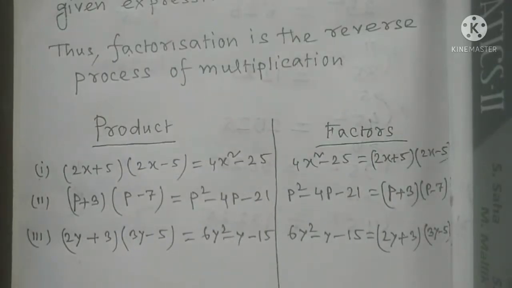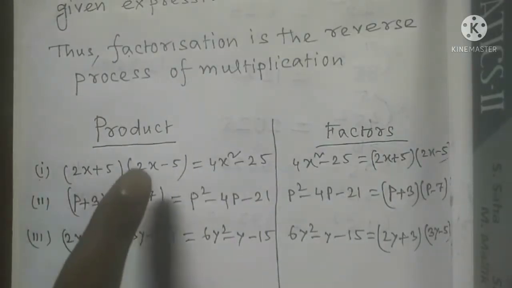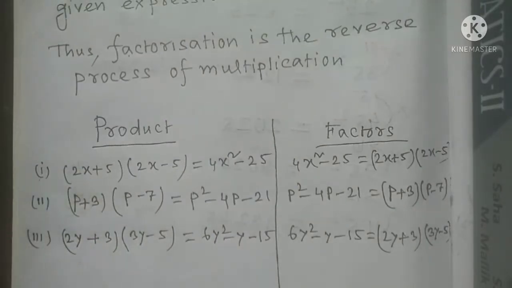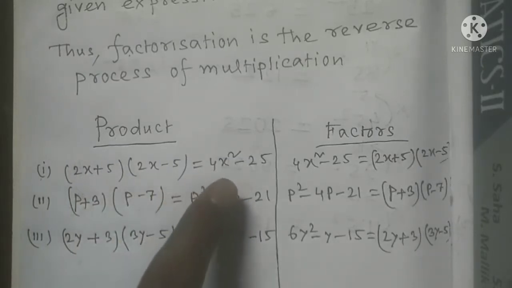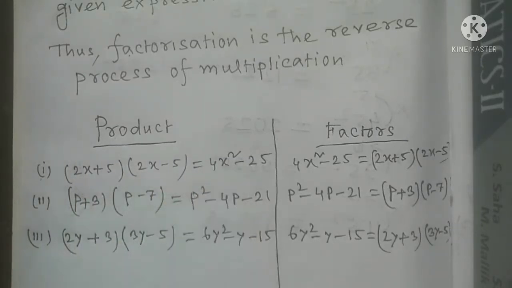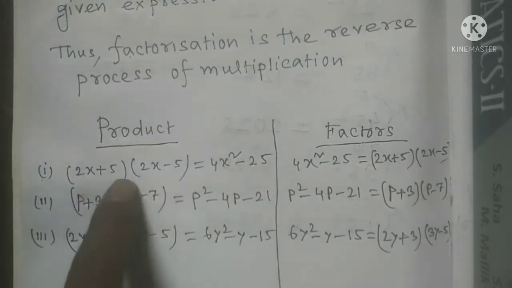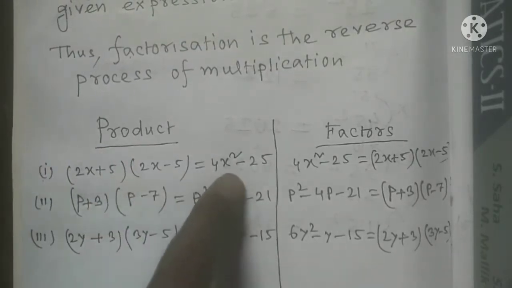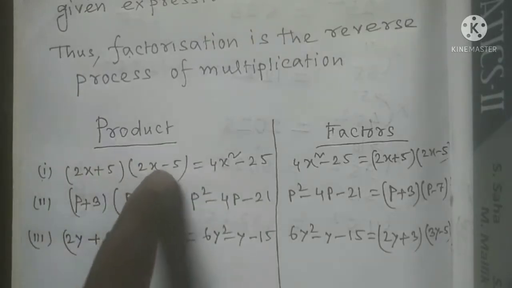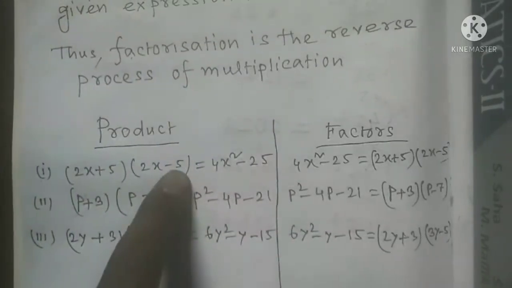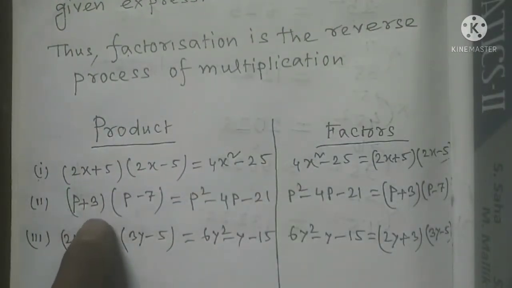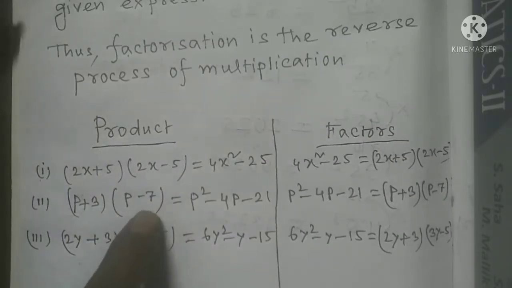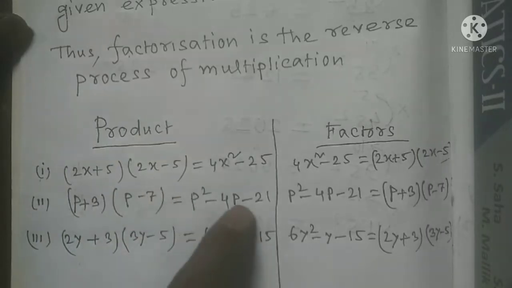Here you can see the example of what factorization is, and by factorization how to make the product and how to factorize any algebraic expression. This is the algebraic expression, and this is the product form of this expression. So 2x plus 5 and 2x minus 5 are the factors of this expression. This is also an example of the product: p plus 3 and p minus 7 are the factors of this expression.